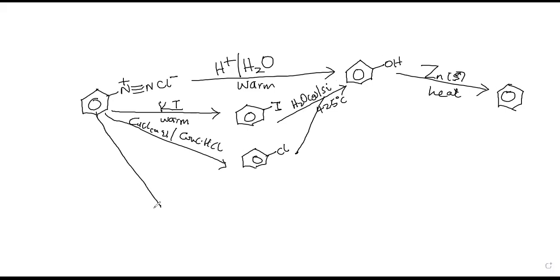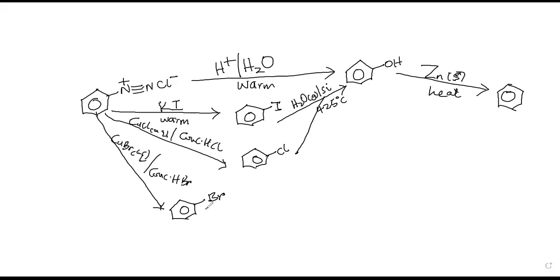Still, I may not need to get chlorobenzene. I may need bromobenzene. For the case of bromobenzene, add aqueous copper(I) bromide in conc. hydrobromic acid. The acid you are adding should correlate with the compound you're using. So if it is copper(I) bromide, you must use conc. hydrobromic acid.